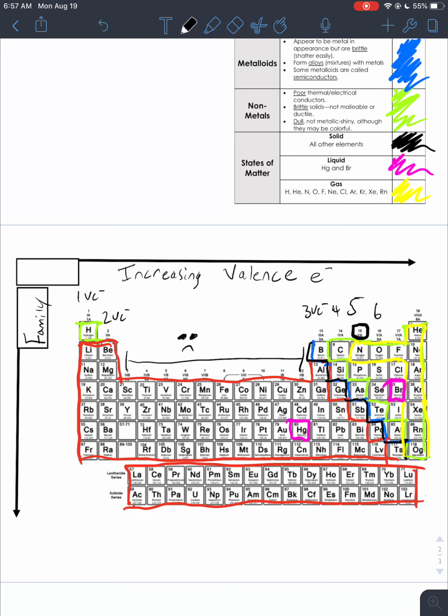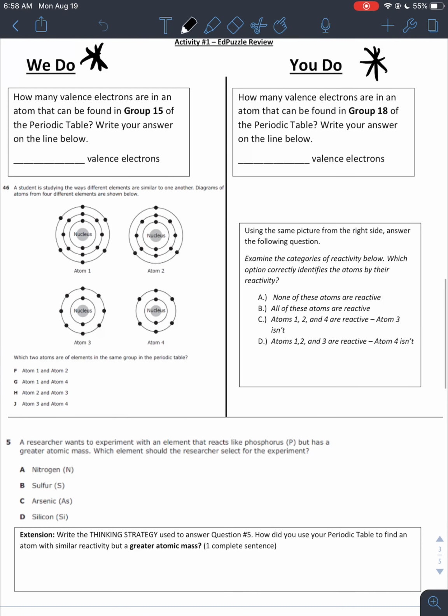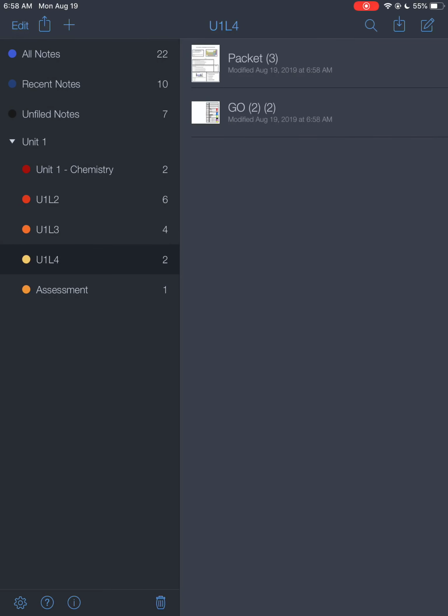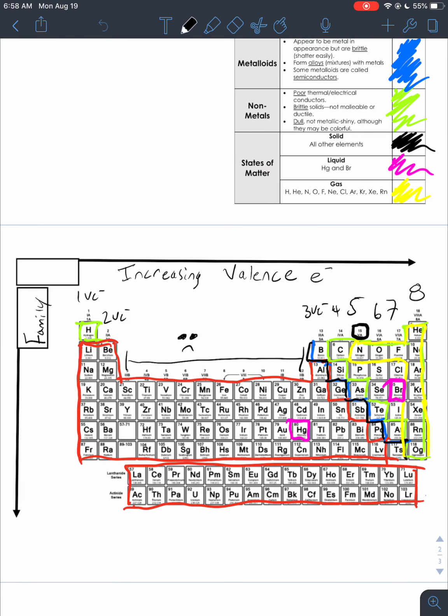15 is 5. 16, 6. 17, 7. And 18 has a full shell. It has 8. So this is pretty straightforward. I have a group 15 element. I come back to my packet. There are 5 valence electrons. Okay? You should do these same annotations on your graphic organizer so you can answer the next question. It should be really, really easy.